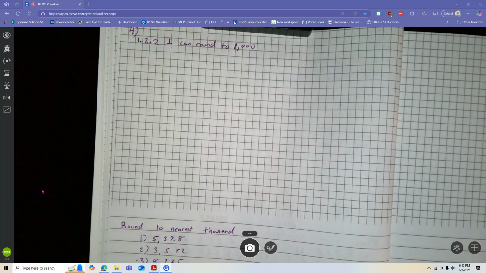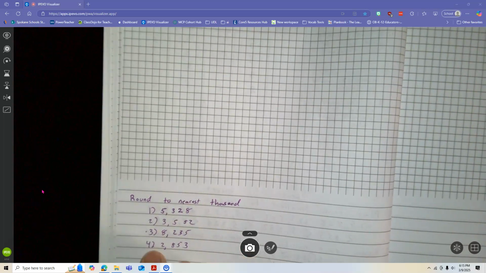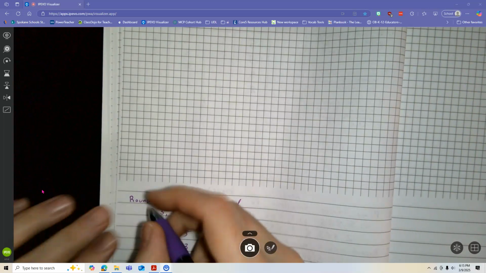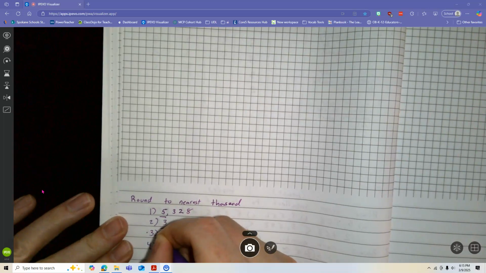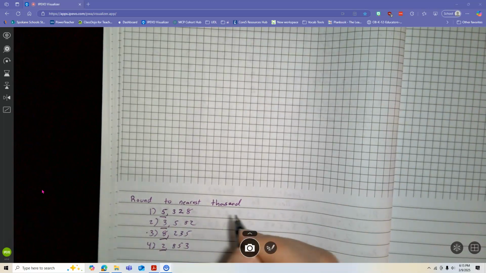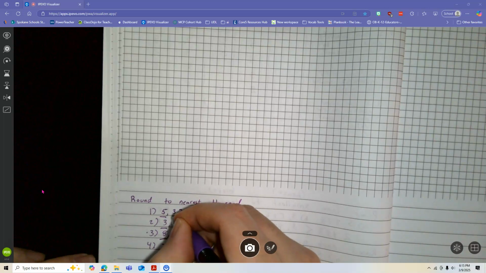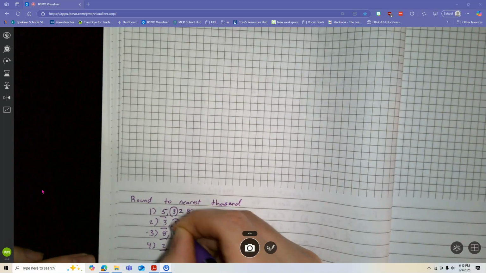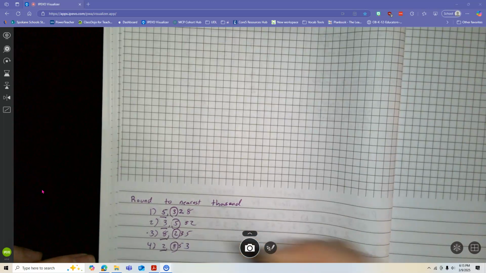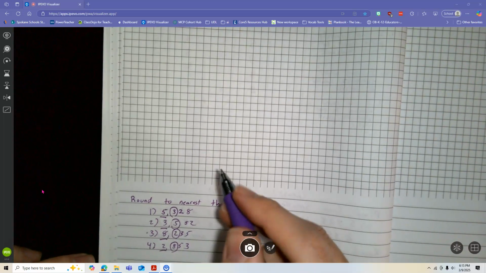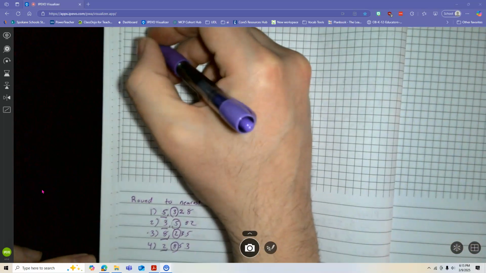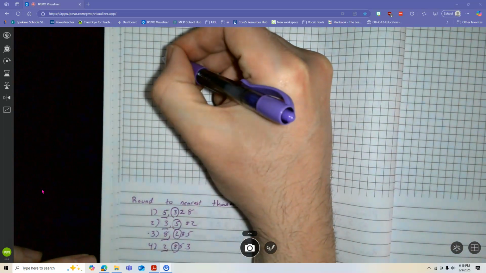In this lesson, we are going to be rounding to the nearest thousandth place value. So down here, I have 4 numbers that we're going to round to the thousandth place value. And the simplest way to do that is to look at our hundreds place value to the right. Now, I'm going to draw this out to show you, and I'd like you to follow along in your notes.